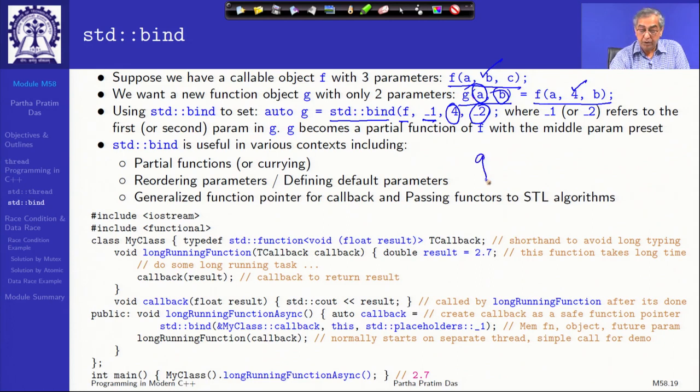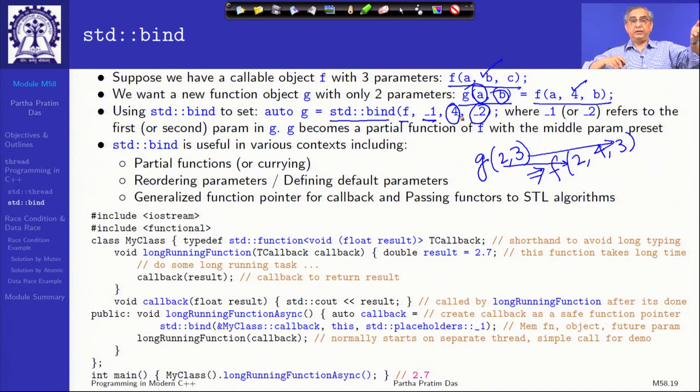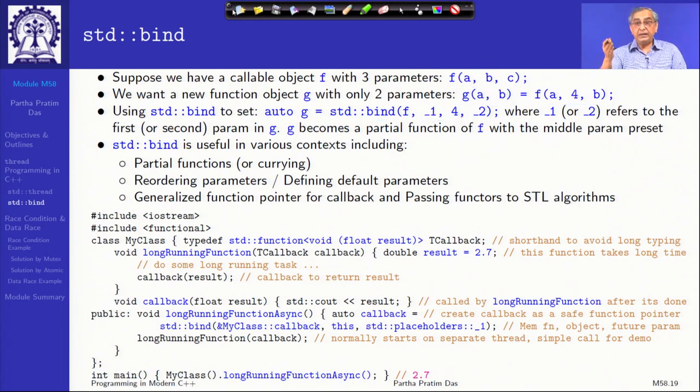So, now when we call G(2, 3), it will actually mean a call f(2, 4, 3). The first parameter comes here, and this order is arbitrary. You can put underscore 2 first, then underscore 1. So, you can basically shuffle around the order of the parameters. You can make certain parameters default. So, this bind basically makes a very generalized function pointer as a functor object, and it is very useful in passing parameters to STL algorithms.